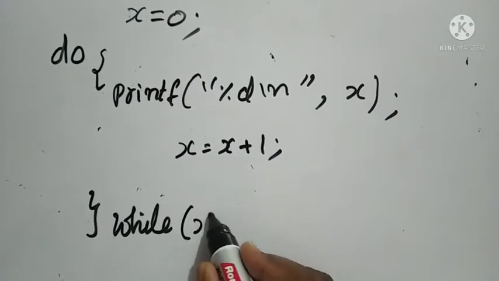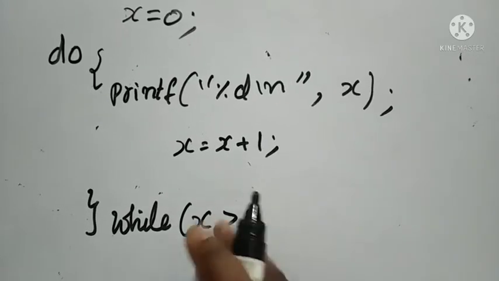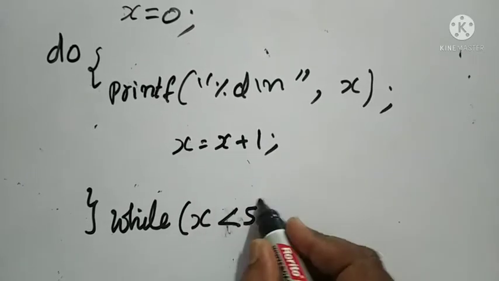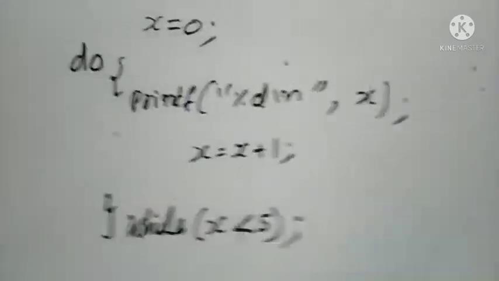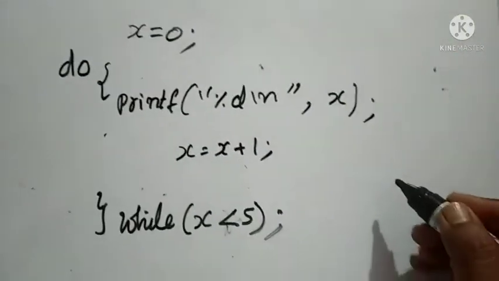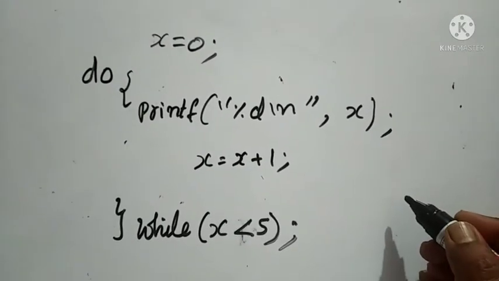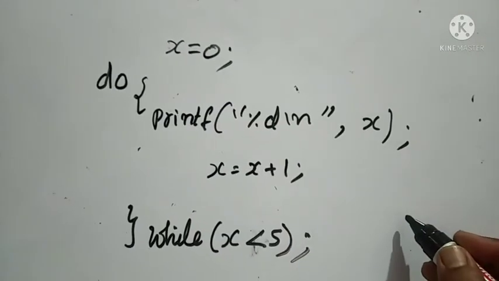So here I am checking if the value of x is less than 5. If the value of x is less than 5, it will execute. Here I have to put one semicolon. So in the previous case we should not put the semicolon. For the while loop, here I have to put the semicolon. Okay, this is the condition.